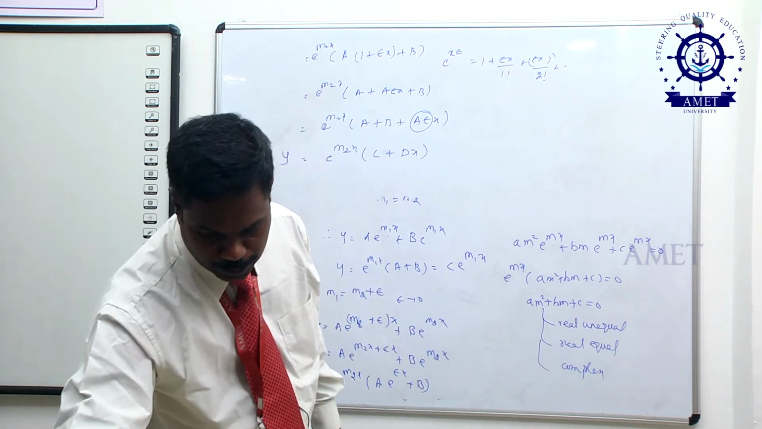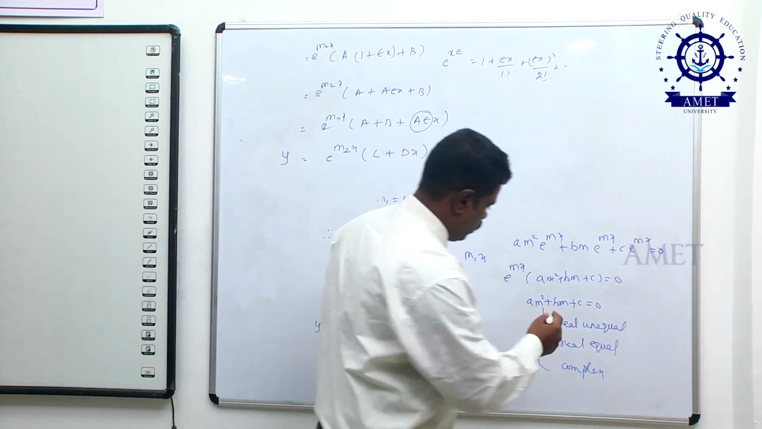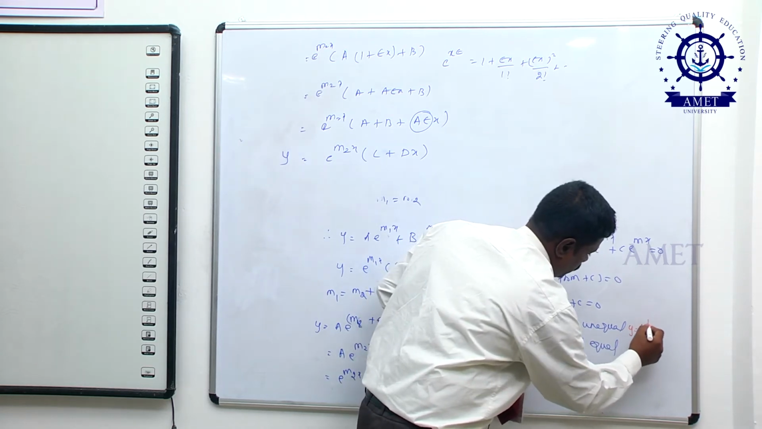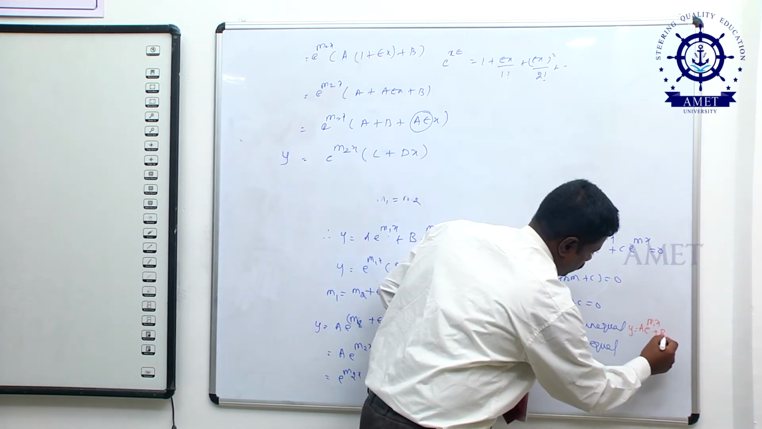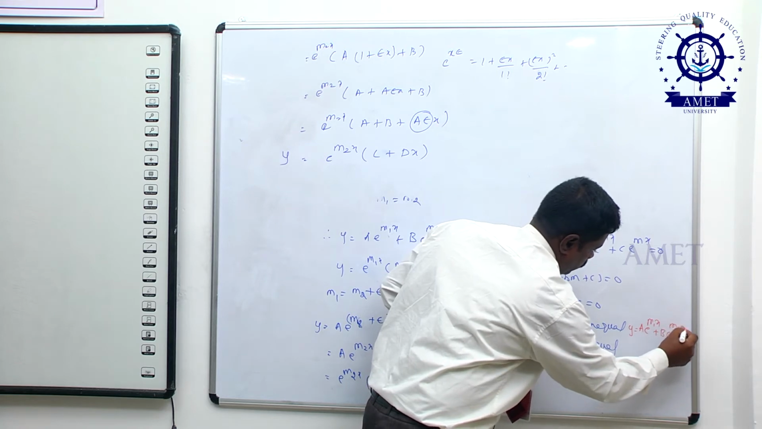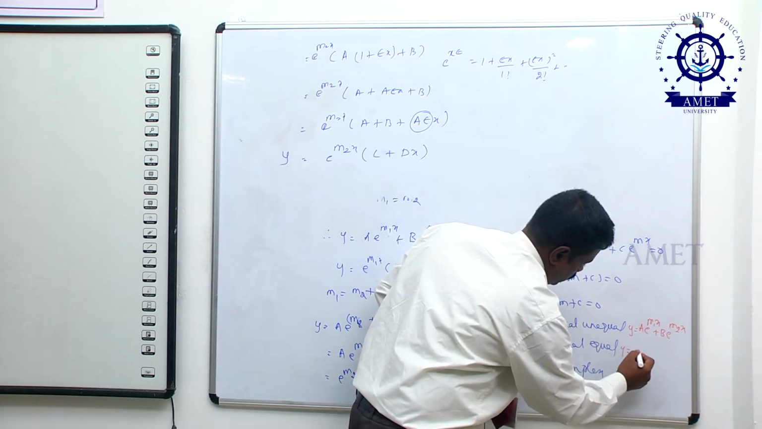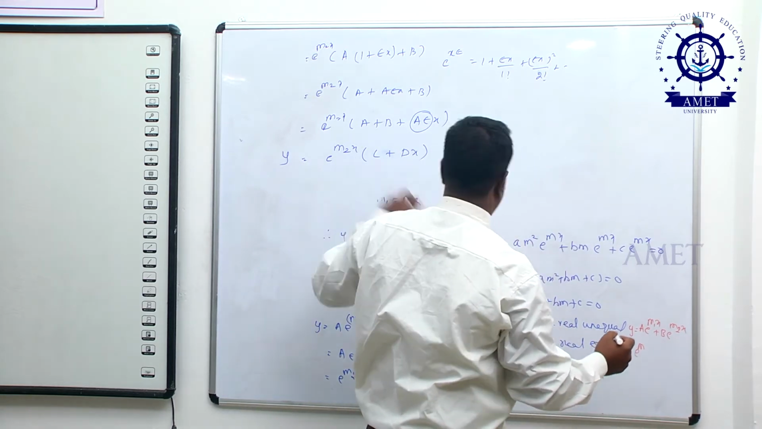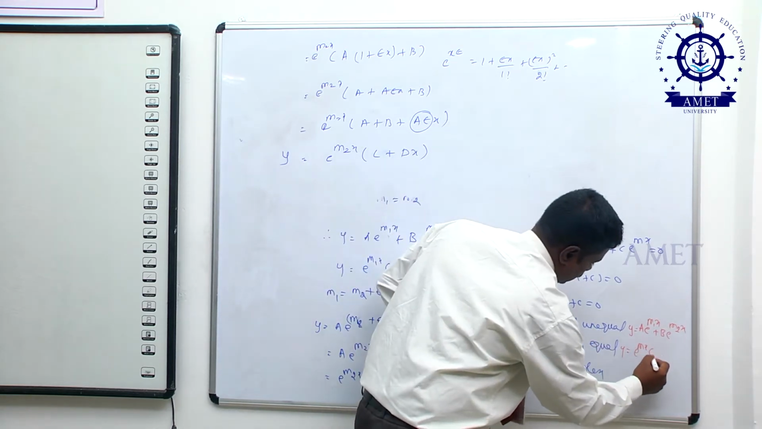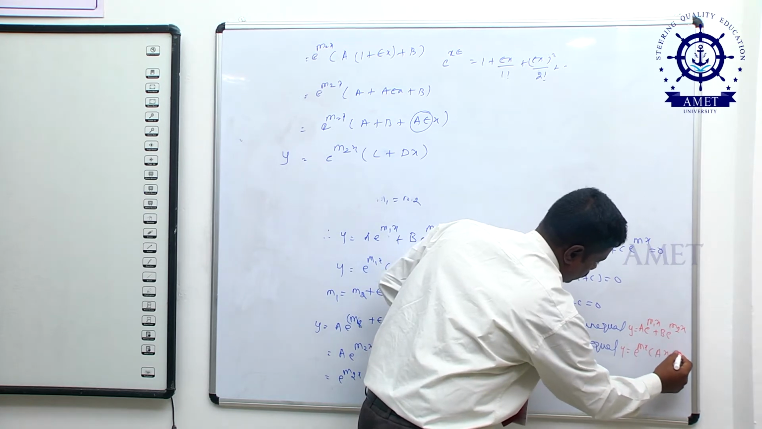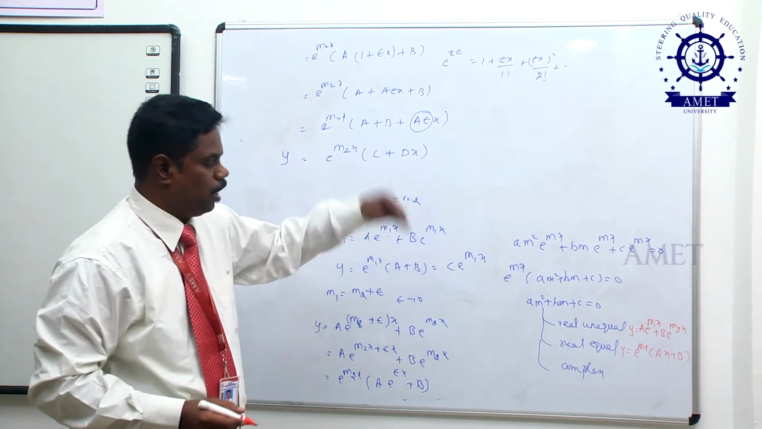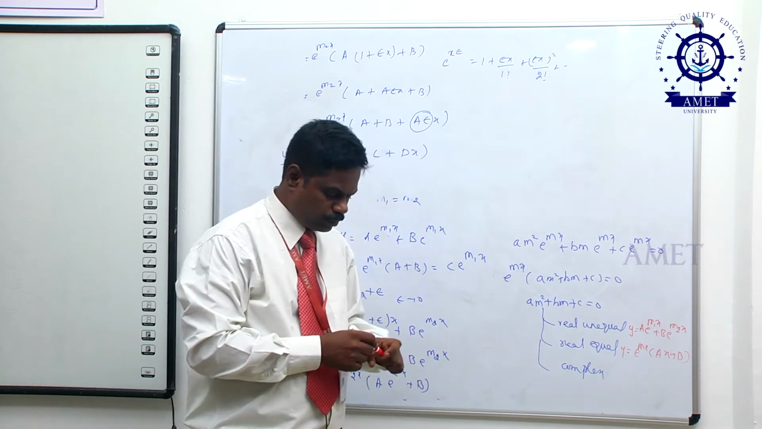Just I am writing whatever we derived. The roots are real and equal. What is the solution? Instead of a e power m1x plus b e power m2x, y is equal to e power m, taking m as a single constant, times (ax plus b), it is a linear expression. So instead of c and d, I am writing as a and b.